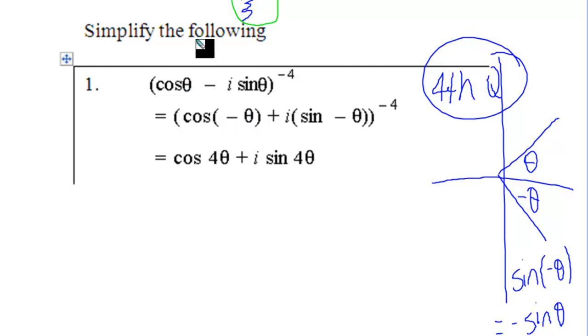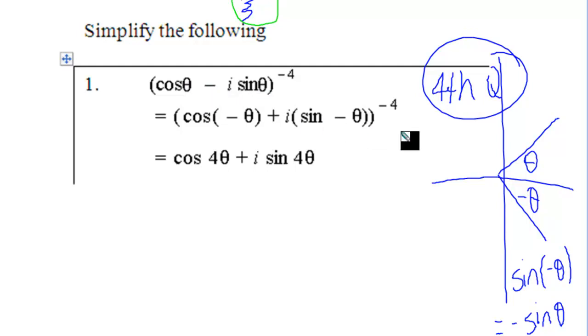Using De Moivre's Theorem, we've seen some examples of this type of question. The only problem with this one is that to use De Moivre's Theorem, it must be in modulus argument form. This one here is not in modulus argument form. Modulus argument form has a plus between the cos theta and the i sine theta. This one's a minus, so it's not there. But remember, we can do some manipulations. We did some of these last week, with the manipulation of the negative theta to get rid of it.